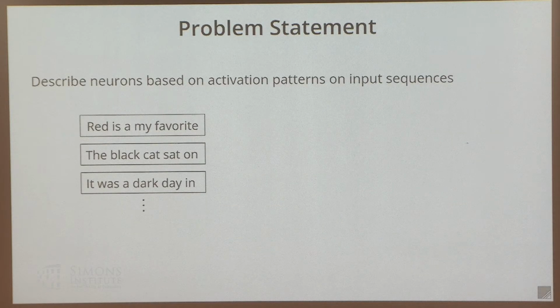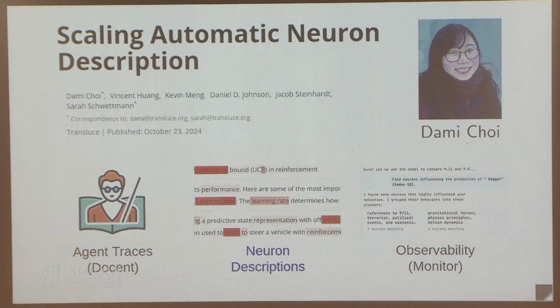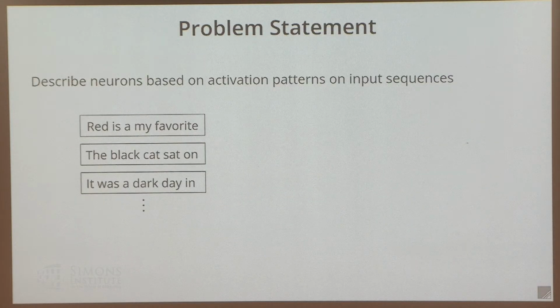I'm going to talk about two parts. The first is an initial problem statement of how we could understand neurons. The second is, if we could understand neurons, what could we do with this? What things could we learn? So here's the problem statement of the first part. I want to describe neurons based on their activation patterns on input sequences.